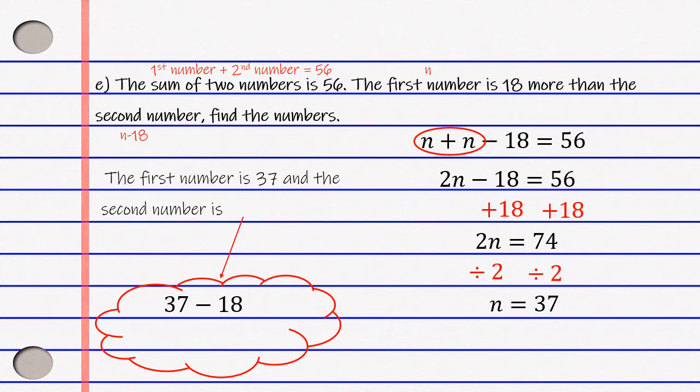But remember, the second number is 18 less than the first number, so all I have to do is 37 minus 18, and it tells me the second number is 19. So the first number is 37, the second number is 18 less, which is 19. And you can test it. 37 plus 19 is 56, and 19 is 18 less than 37. So it totally works.